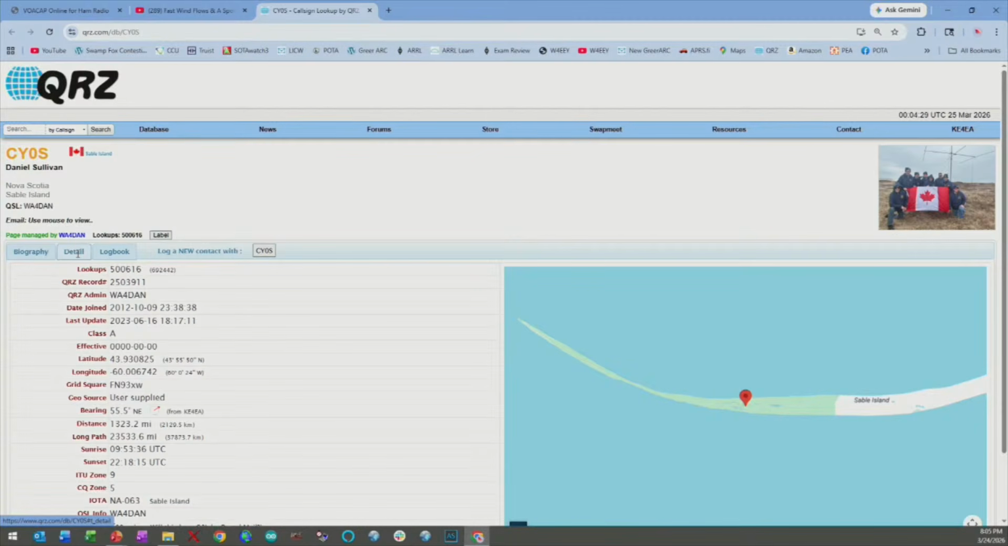And we'll see that on the Detail page, we've got the grid square, and we've got the bearing and the distance that all show up there. Those are all very useful to use in our propagation software. And back to the presentation again.